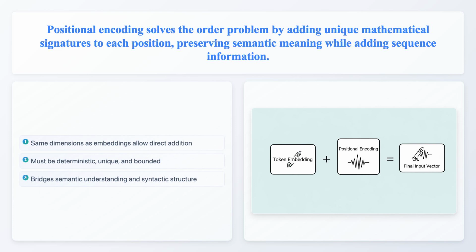The beauty lies in the mathematical properties of the encoding scheme. It needs to be deterministic: the same position always gets the same encoding. Unique: no two positions share the same signature. And bounded: values don't grow infinitely large. For data scientists, this means the model can distinguish between the cat sat on the mat and the mat sat on the cat, while preserving all the semantic richness of the individual word embeddings. The positional encoding essentially teaches the model that meaning comes not just from what words are present, but from how they are arranged. This simple addition operation bridges the gap between semantic understanding and syntactic structure.